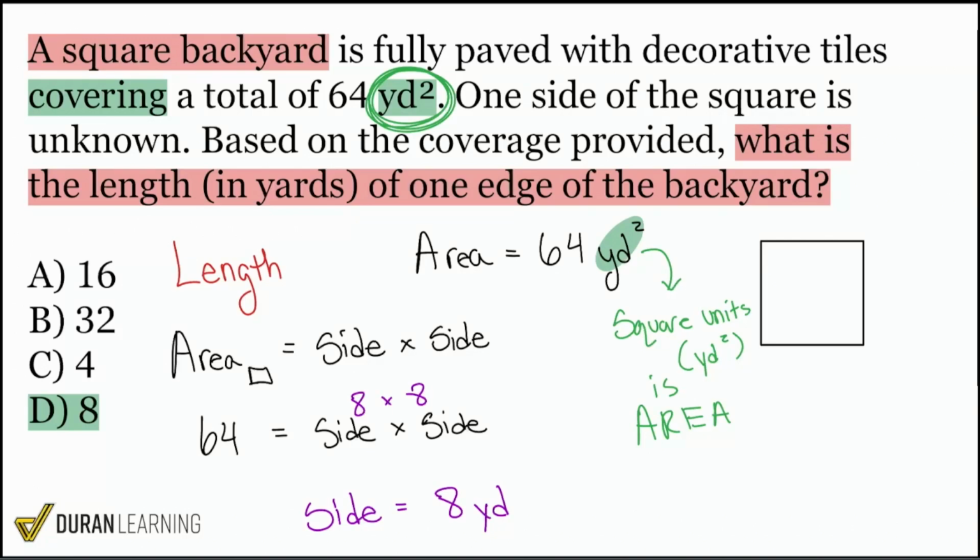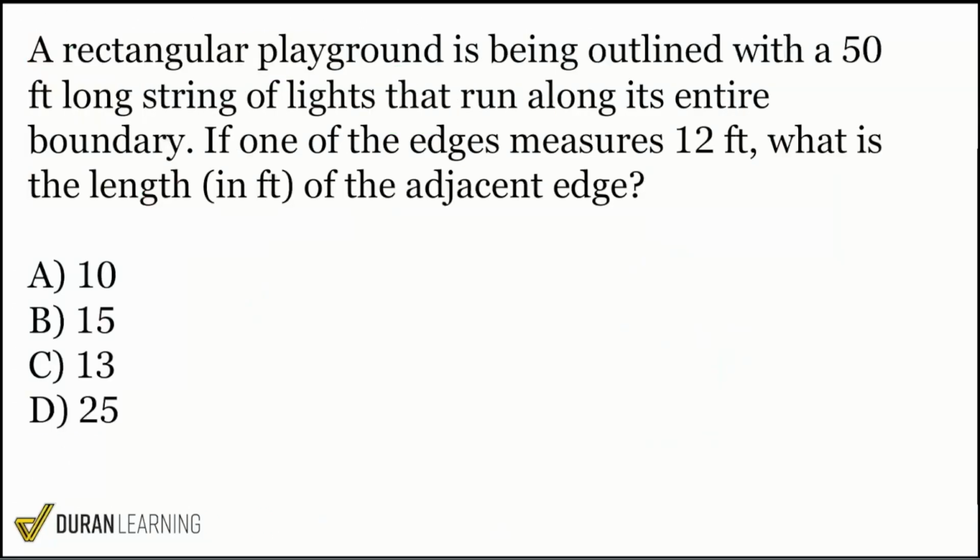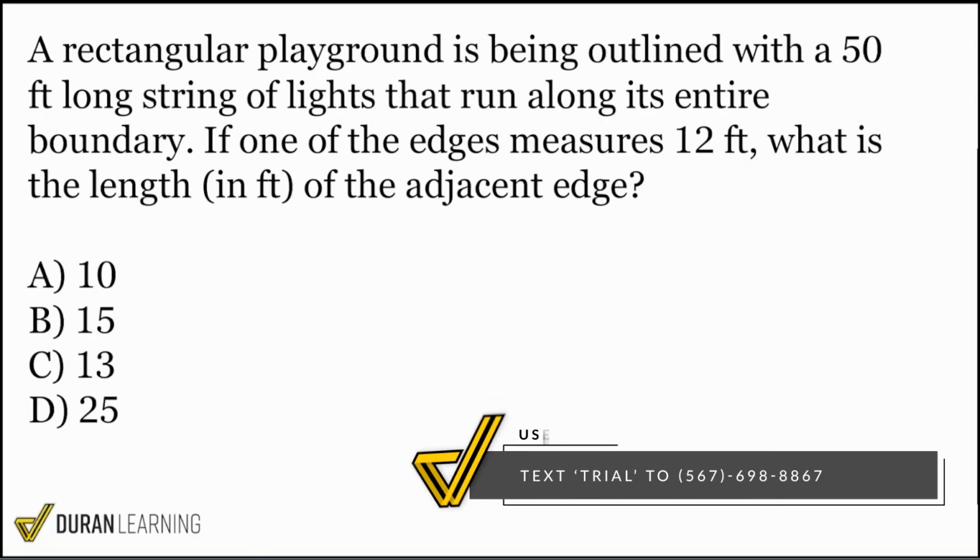Now let's go ahead and move forward to the next one. Let's keep having fun. So let me go ahead and pull the next one up here and we'll get started momentarily. So everybody, as I begin this problem here, a rectangular playground is being outlined with a, what am I doing wrong? What am I doing wrong, everybody? Yeah, we want to start off always by reading the question.